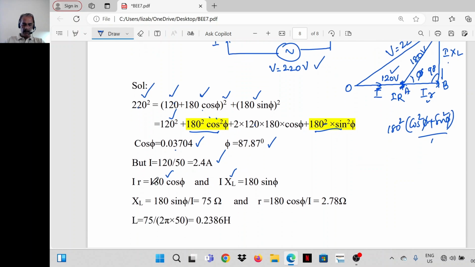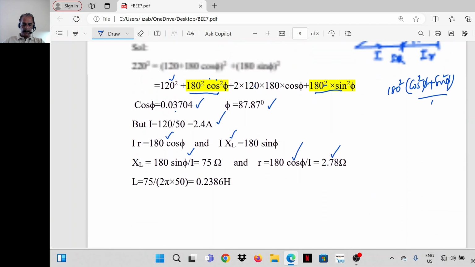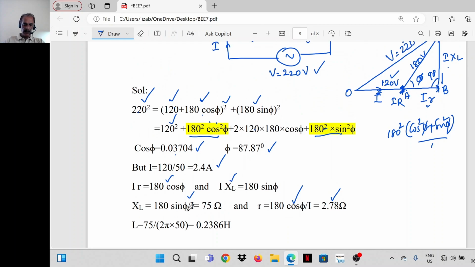Therefore, we can find the value of r from this. We know I is 2.4, and cos phi is 0.0370. So r is 180 cos phi divided by I, which is 2.78 ohm. XL is 180 sin phi divided by I, which is 75 ohm. L is equal to XL divided by 2 pi f. XL is 75 and f is 50 Hertz. So 75 divided by 2 pi into 50 is 0.236 Henry.